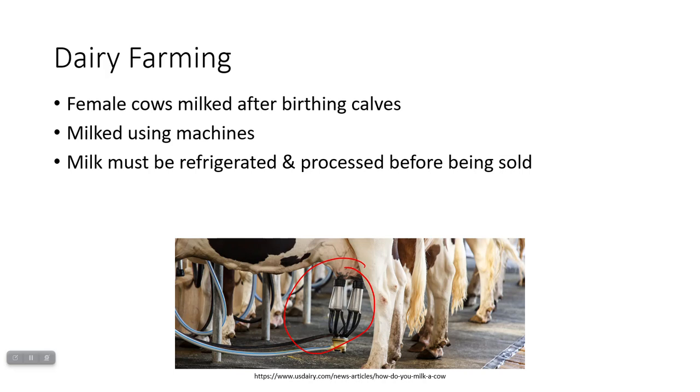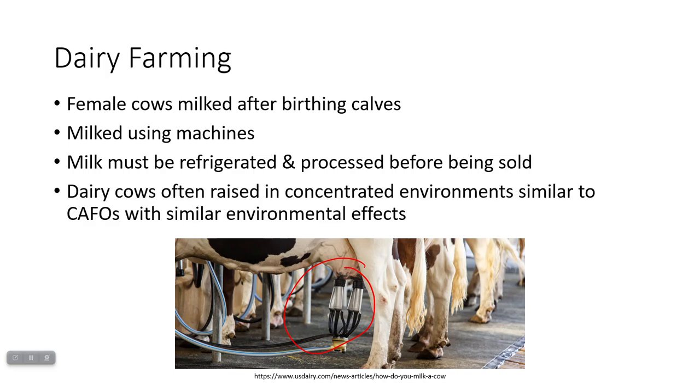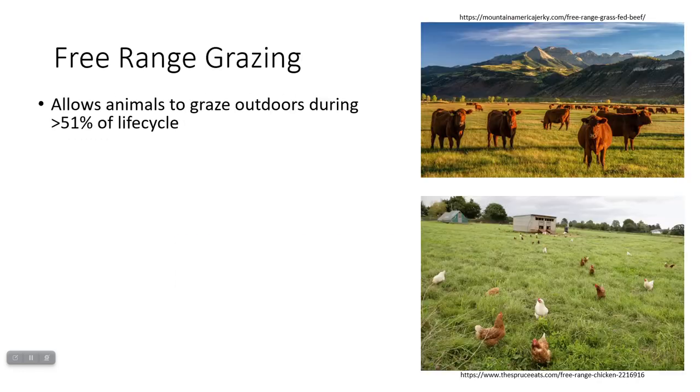Now, some dairy farms don't do their own processing, but they still need to refrigerate it before you can get it to a store. Otherwise, it'll go bad too quickly and they won't be able to sell it. They're raised in these environments that are similar to CAFOs in that there's a lot of crowding, and so they have a lot of the same environmental impacts.